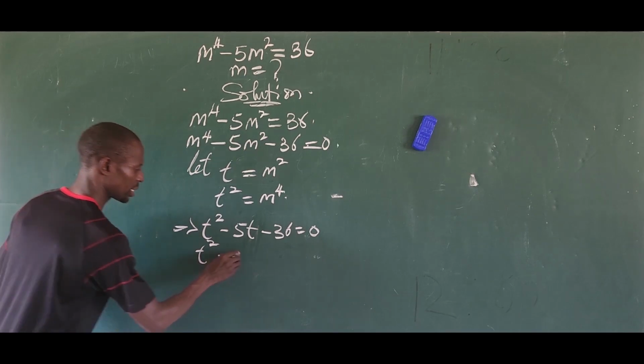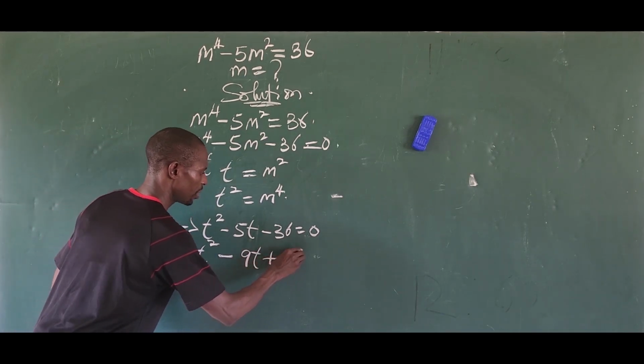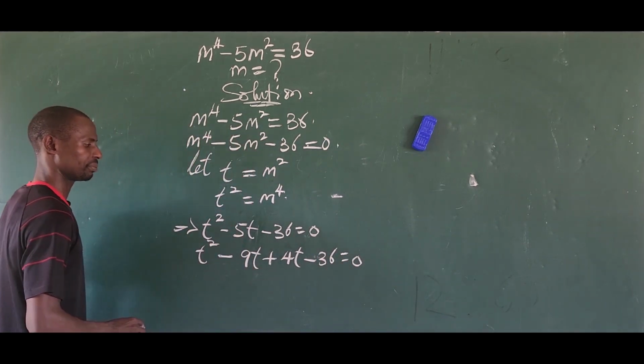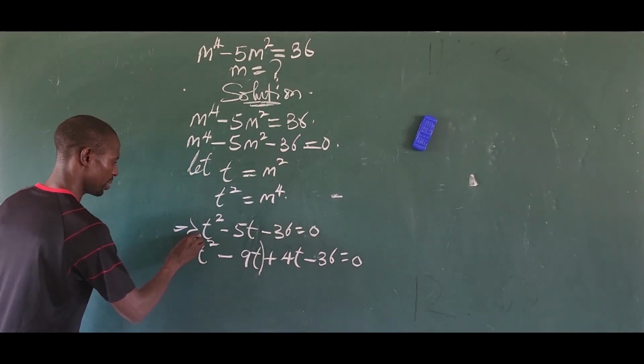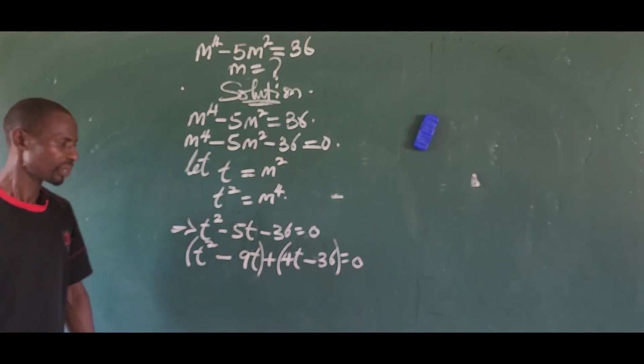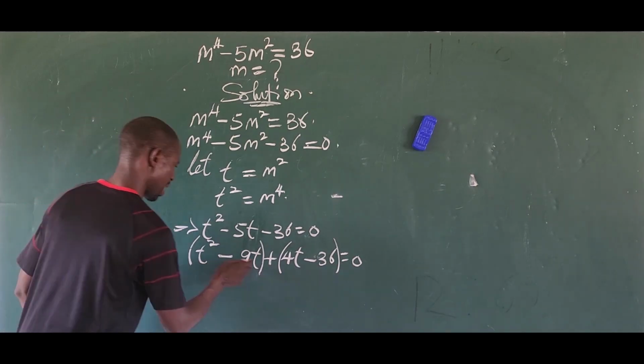Then minus, let's take our 9t there plus our 4t minus 36 equal to 0. So from here, we can put this in bracket, also put this and this in bracket. We factor out terms that are common to each of these brackets. Here we have t common.